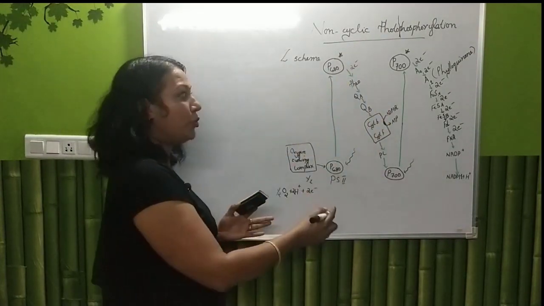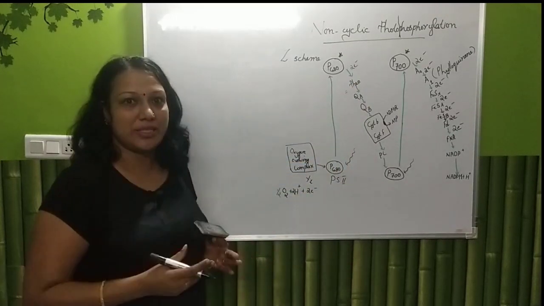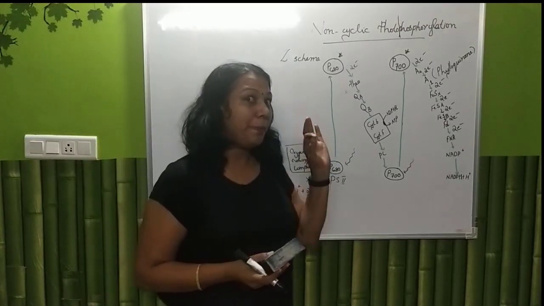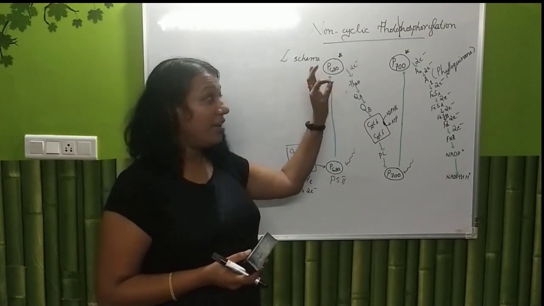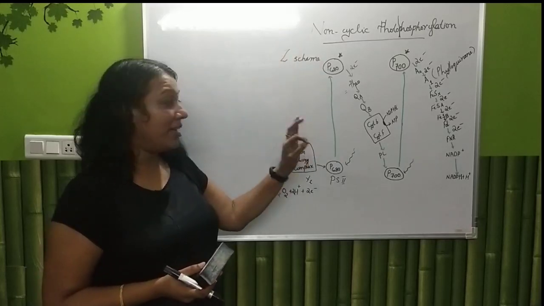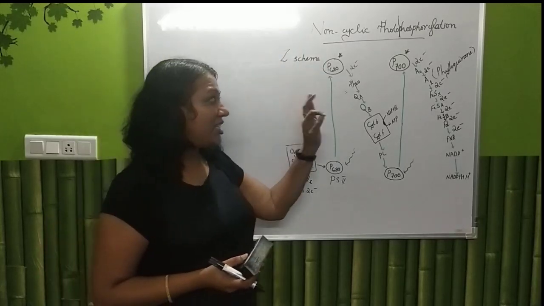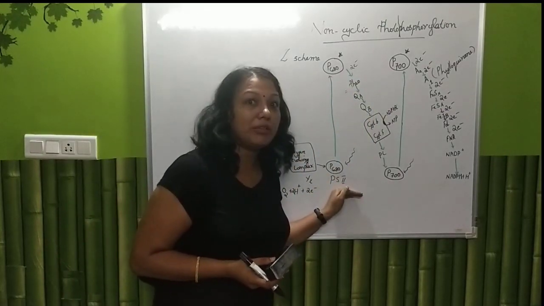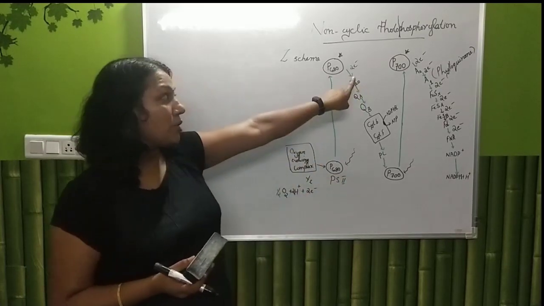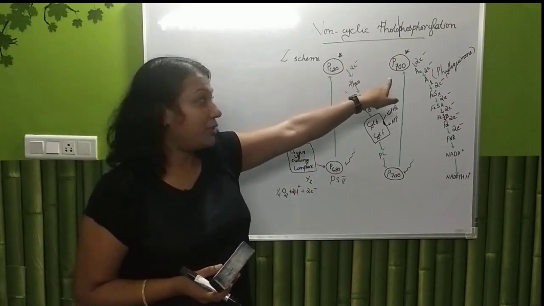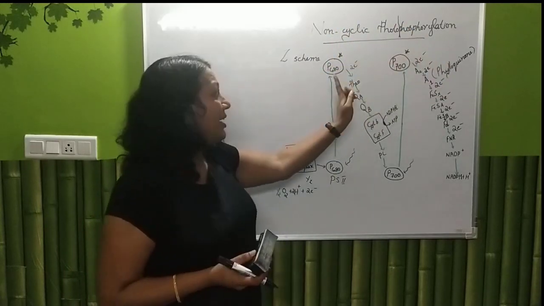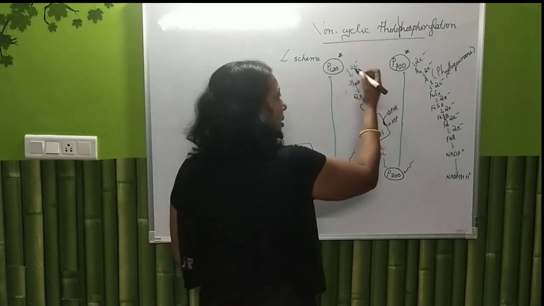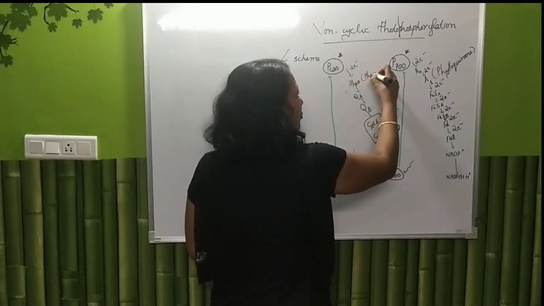Now the electron will go to where? Pheophytin. Here we get an important NEET question: which is the primary electron acceptor that accepts electrons from P680 in non-cyclic photophosphorylation? It is always pheophytin. You have to start the electron transport from here. The primary electron acceptor in non-cyclic photophosphorylation is pheophytin. This is an important NEET question. Never forget.